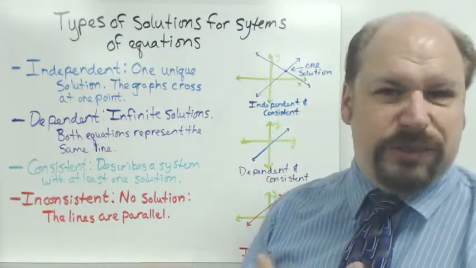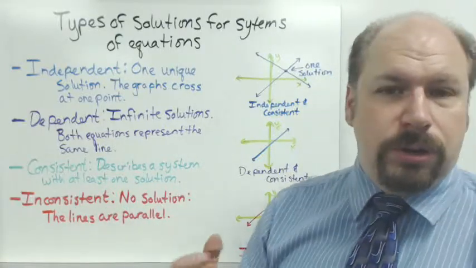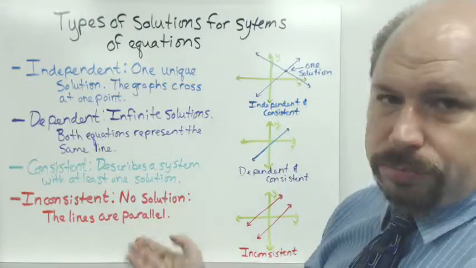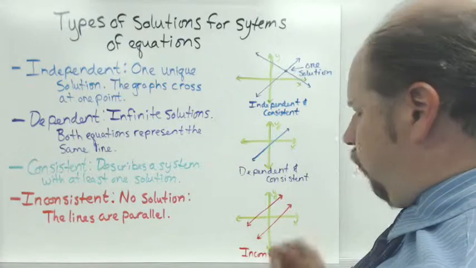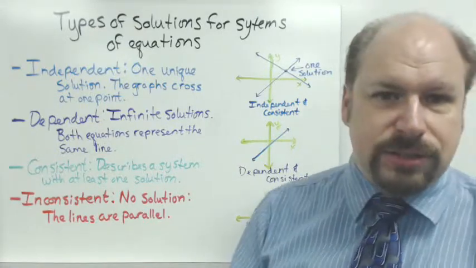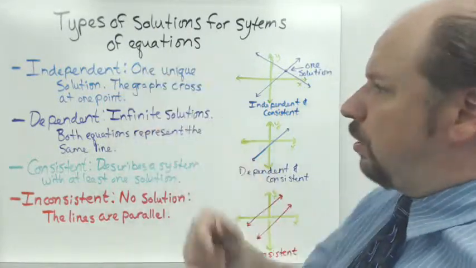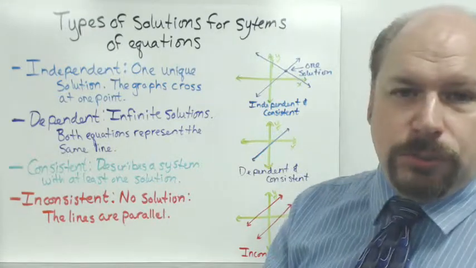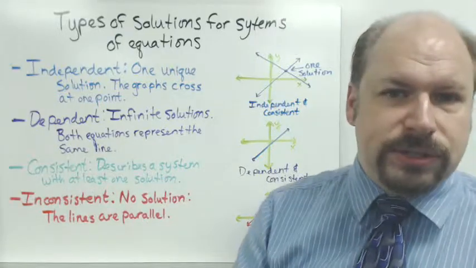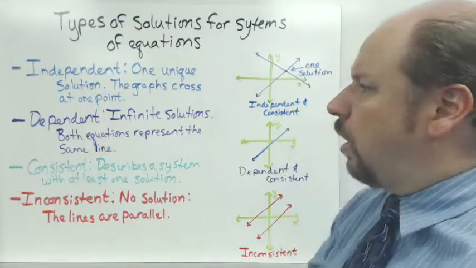Okay, so if we think about the opposite of that, inconsistent means no solutions. In order for us to have a system with no solutions, the lines would have to be parallel. So I've shown you here two parallel lines, and that is inconsistent. You might see some questions that say determine whether these systems are independent, dependent, or inconsistent. And so you would just have to look at the graphs and determine which one.